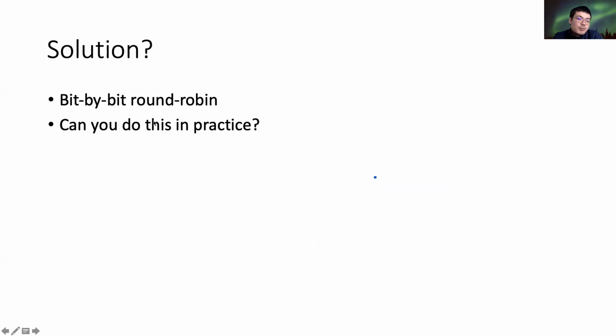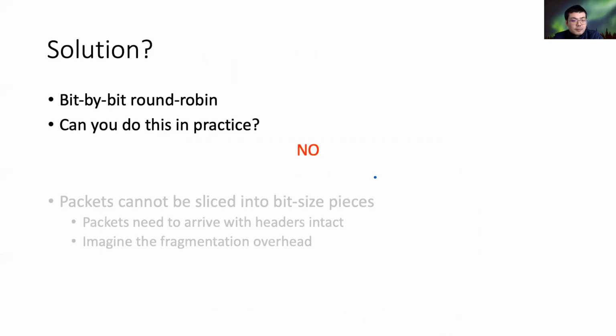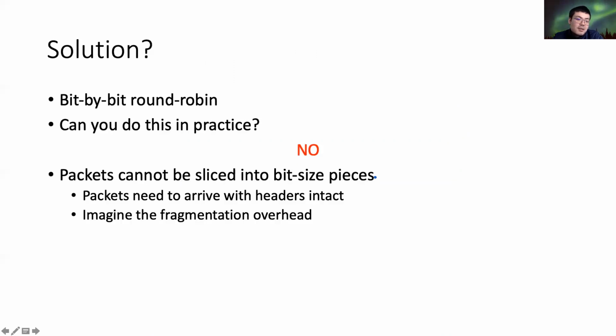The second question to ask is whether you can do this in practice. The answer is no. Packets are the minimum unit of transmission by routers, because you check the headers, get the IP address, and decide where to put them. So packets cannot be sliced into bit-sized pieces. Packets need to arrive with headers intact, and even if you fragment a packet, the overhead means you'd need to attach multiple headers. But you do know how many bytes each packet has.